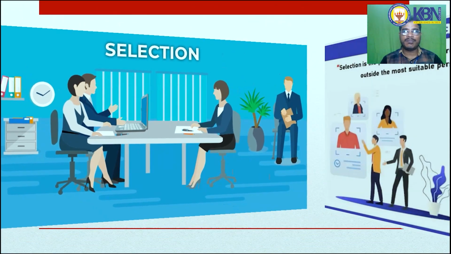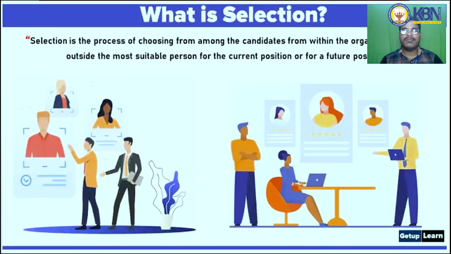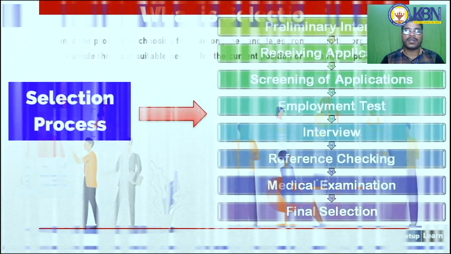So now what is meant by selection? Selection is nothing but a process of selecting the right candidate, or suitable candidate, to fill the vacancies available in the organization. So choosing from among the candidates within the organization, or from outside of the organization, to fill the available jobs in the organization, right?